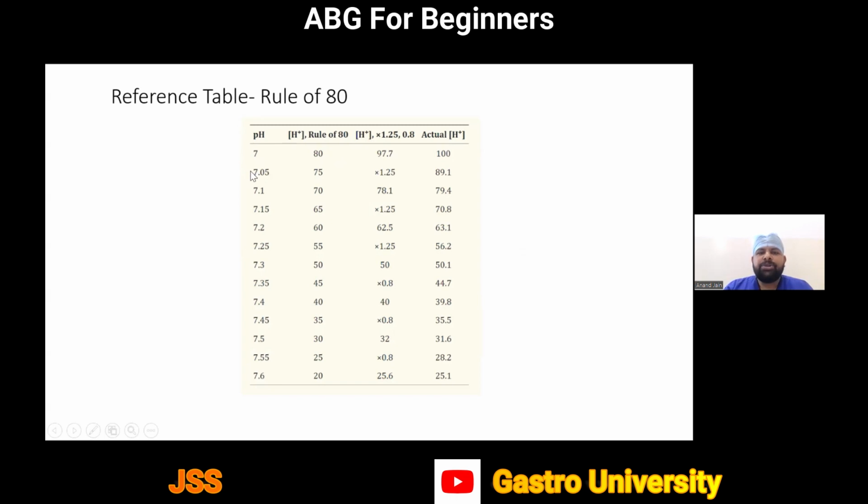If the pH is 7.05, the last two digits are 05. So we are going to deduct the last two digits from 80. That is 80 minus 05, which is equivalent to 75. That is our hydrogen ion concentration. To calculate it further, ideally we have to multiply it by 1.25 or 0.8. That will give us the actual hydrogen ion concentration. But this is good enough to go ahead with. So you can calculate the pH and you can check whether the blood gas analysis is authentic or not.